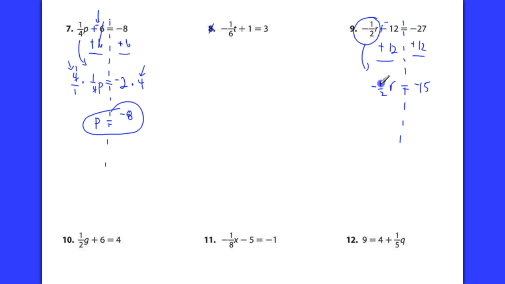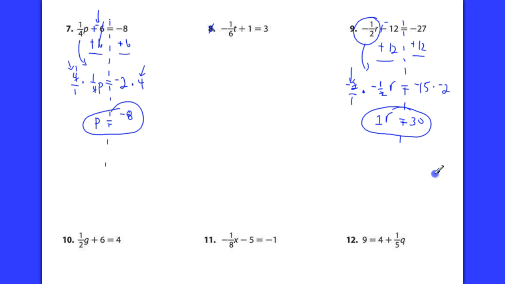All right, I have -1/2 times r, so it's a fraction, so I'm going to multiply by that bottom number. And since it's a negative, I'm going to multiply by a negative number here. A negative times a negative is positive, and this 2 and this 2 cancel out. That leaves me 1r on that side is equal to, if I multiply that times -2, I'm going to multiply that times -2. -15 times -2 is 30. 1r is equal to 30. And there we have it.